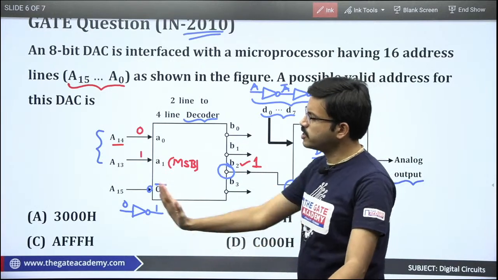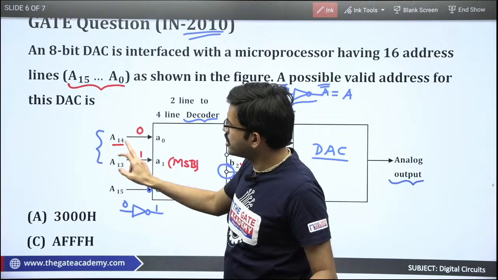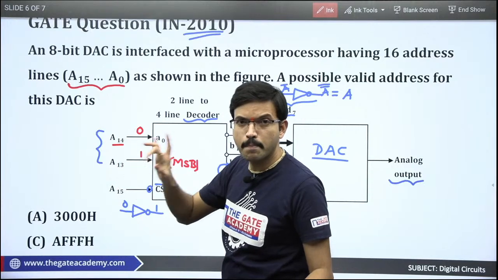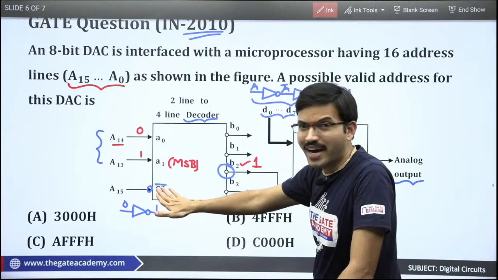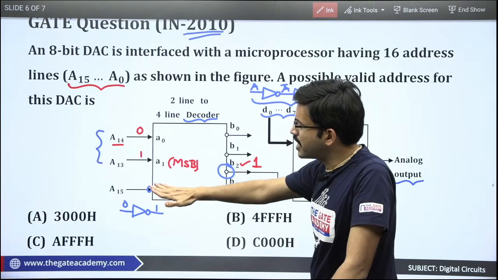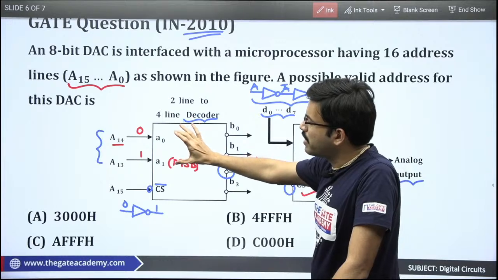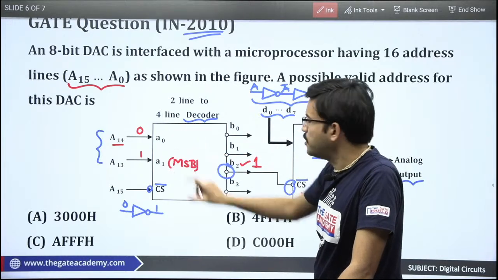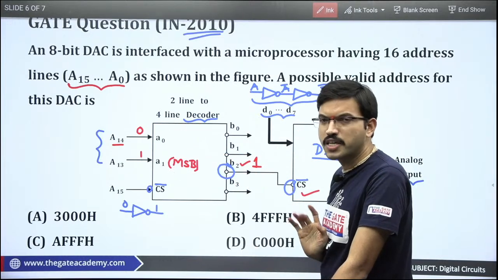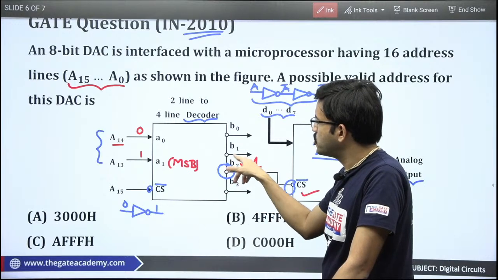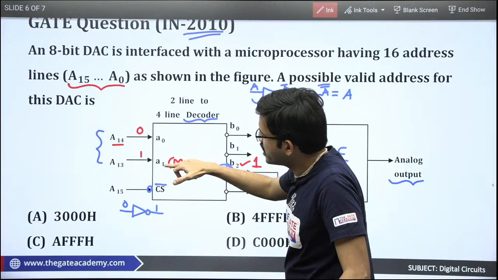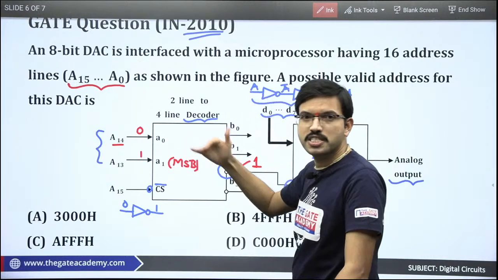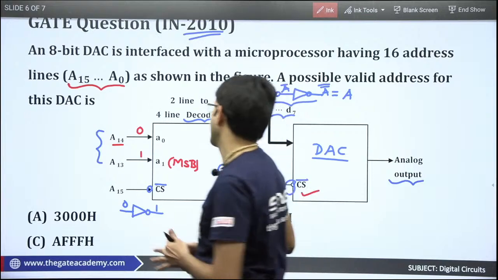With respect to microprocessor address lines, among A14 and A13, A14 is the higher order. But what is the decoder functionality here? Whenever the enable signal is activated, based on the input code available here, the respective output will be 1. Here, in order to get B2 as 1, 2 is nothing but 1 0, so here you have A1 A0. That means A1 is the MSB. A1 is MSB. Okay, right.